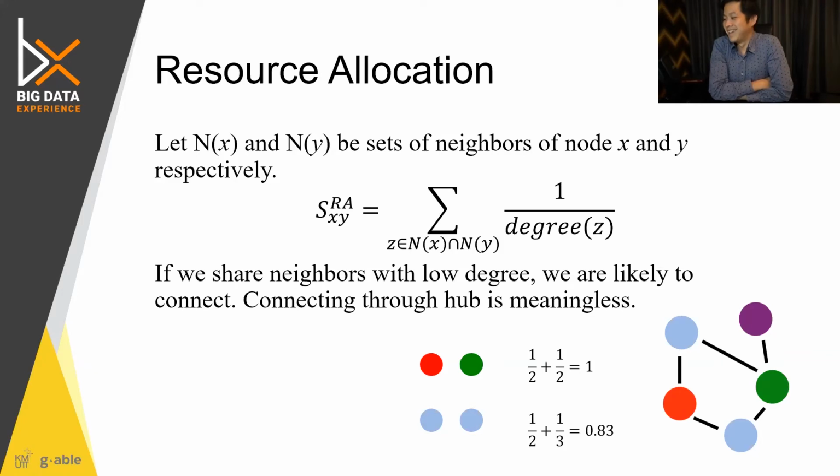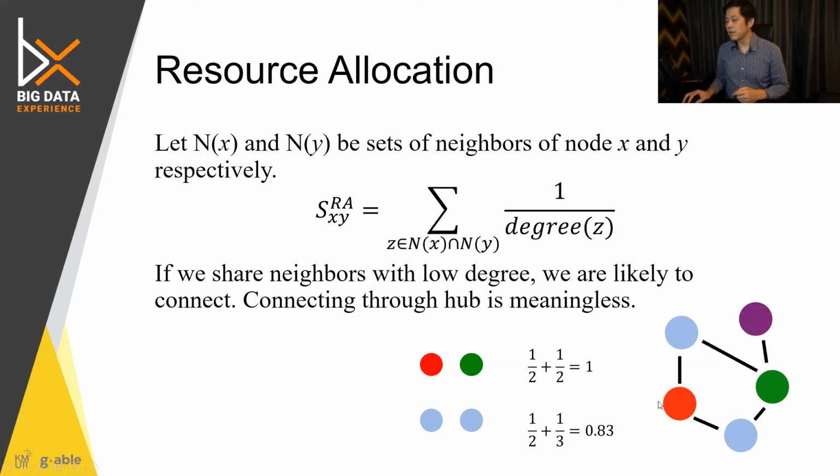Let's look. Red and green, right? The common neighbors between red and green are blue and blue, right? This blue has a degree of 2, okay? This blue has a degree of 2. That means the combination here will be 1/2 and 1/2. That equals 1 for the blue and blue.